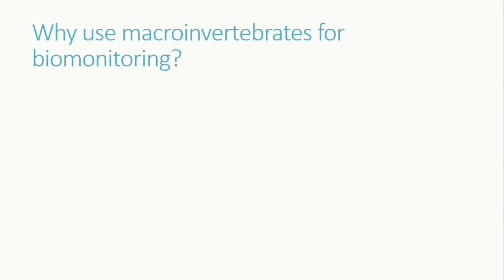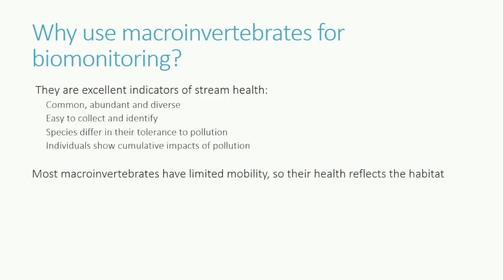So why use macroinvertebrates for biomonitoring? Pause the video and talk with your classmates to come up with a list of reasons. Macroinvertebrates are ideal for biomonitoring because they are common, abundant, diverse, and easy to collect and identify. Species have different pollution tolerances, and individuals show cumulative impacts of pollution. One of the most important reasons is their limited mobility. Because they can't move far, their health reflects the health of the habitat.